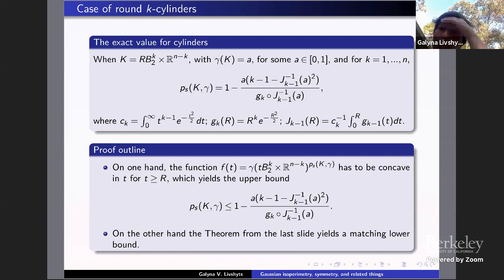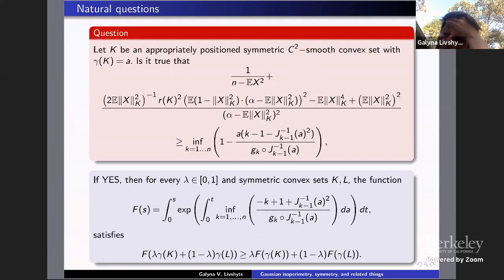So obviously the natural question is whether we can take this expression and estimate it from below by the infimum of all those expressions for those round K cylinders. Because if that was true, then combined with the theorems that I stated, or something else maybe, we would get that this concavity power is minimized on cylinders. Then this function that I wrote over here would give us a version of a Brunn-Minkowski or Ehrhard inequality for symmetric convex sets.